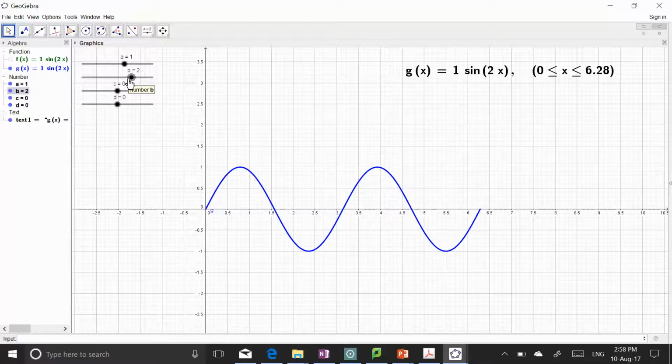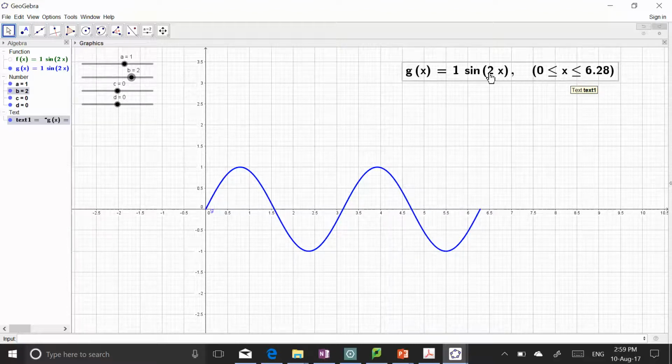Instead of 1 nice whole one, you've halved it. That's why you've got 2 of them in 1. So that 2 there is responsible for the number of cycles, or the period. Initially it was 2 pi, but by putting that 2 there, you've now changed the period to pi.